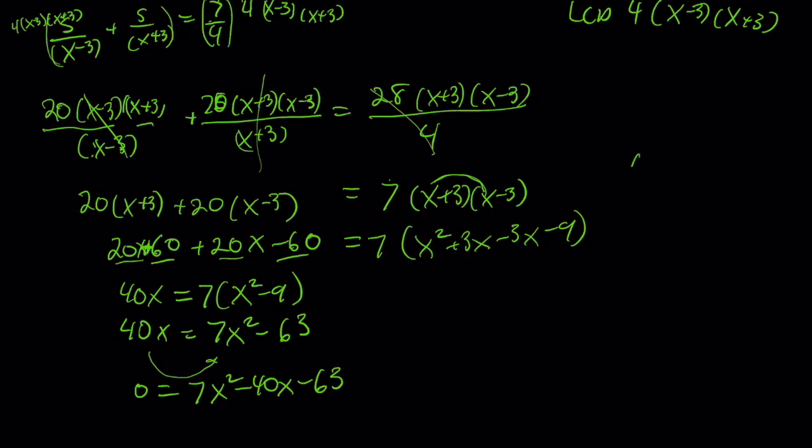So I say, what are the factors of AC? Which in this case is 7 times a negative 63. That gives me a negative.